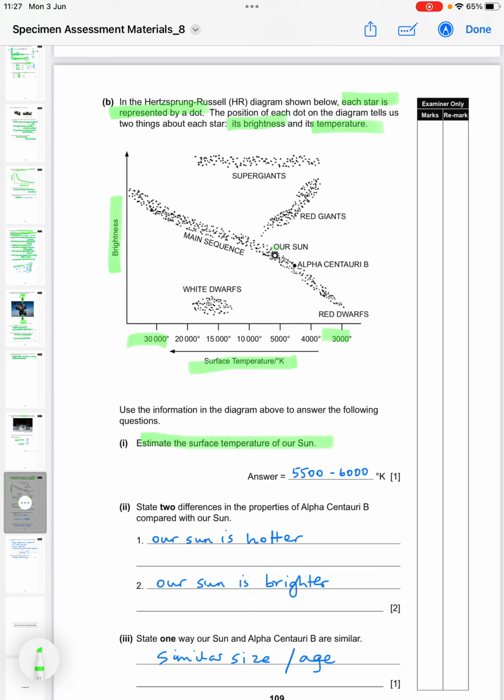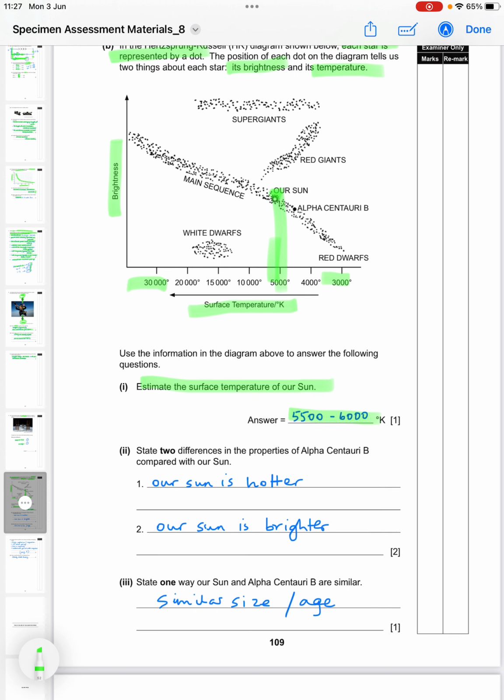Estimate the surface temperature of our sun. So here it is. You're reading it off the graph there, sort of between 5,500 and 6,000. And that's Kelvin, by the way, degrees Kelvin. That's the scale that goes down to absolute zero, as you know.